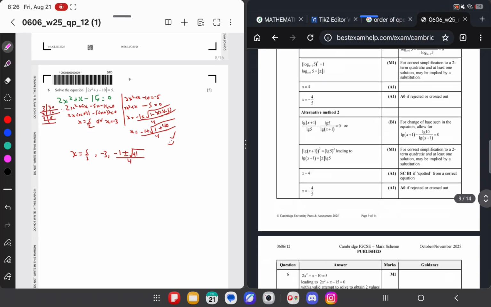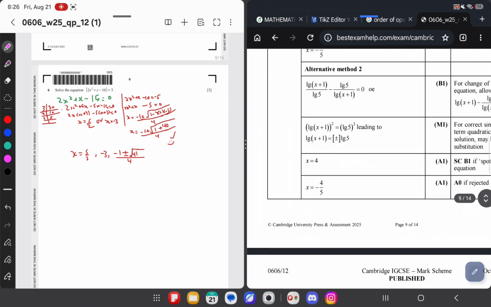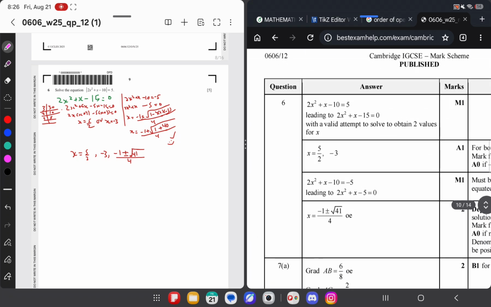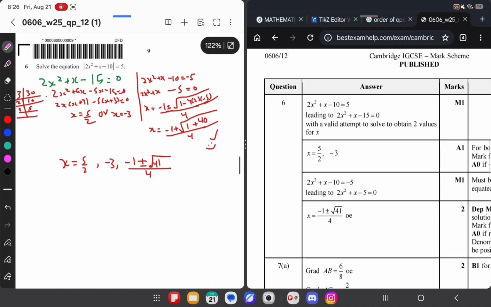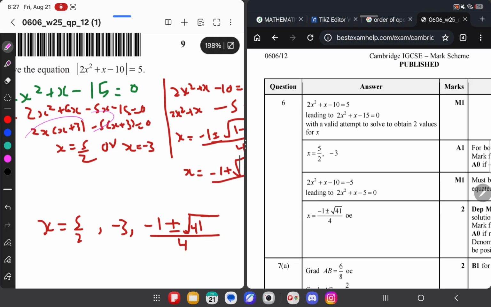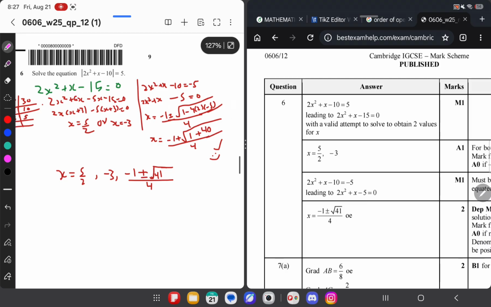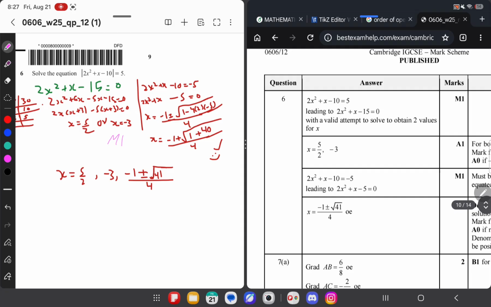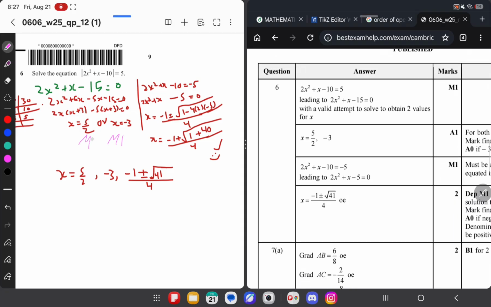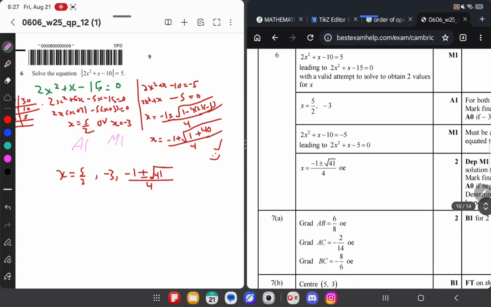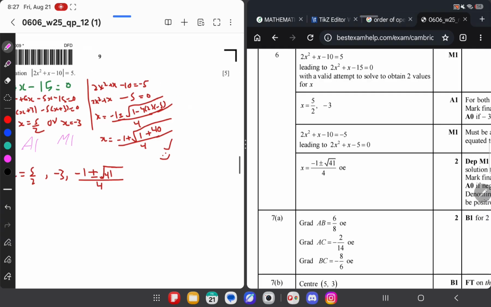How did they fit the alternative methods though? Really, thinking about that. So quadratic leading to this, valid attempt to solve, obtain two values for x. So we can see it does indeed converge to that point, to that question. x equals 5 or x equals negative 3. This is M1 and A1. M1 A1. Then this one leading to this value, sorting.